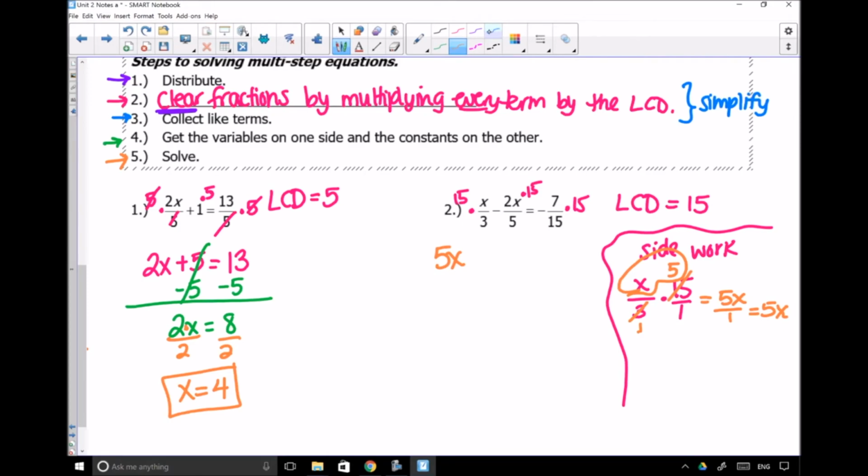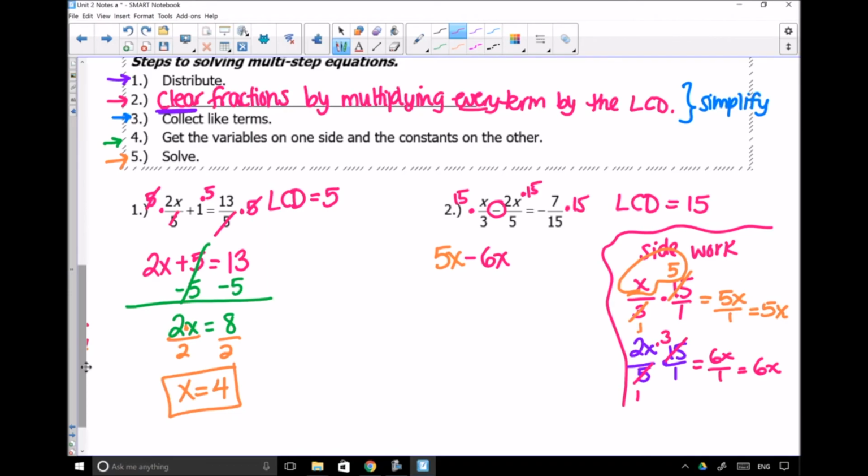The next term says 2x over 5. So I'm going to take 2x over 5 and multiply it by the 15 over 1. Well, let's see, is there anything that can cancel? This 5 and this 15 are both divisible by 5. So 5 divided by 5 is 1, 15 divided by 5 is 3. So I get 2x times 3, which is 6x, and then 1 times 1, which is 1, so I end up getting 6x. So I get 5x, don't forget the minus sign, minus 6x. Again, I ended up with no fractions, and that's what I'm trying to do.